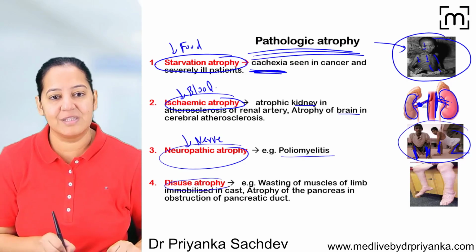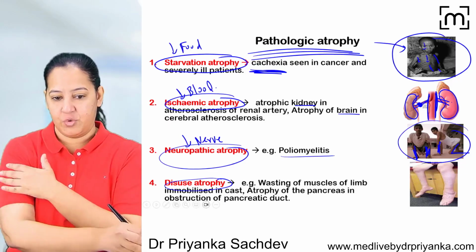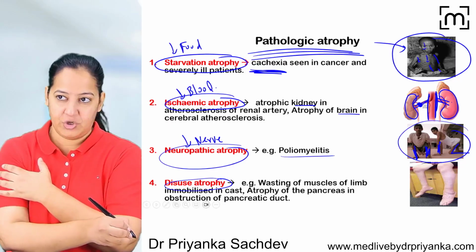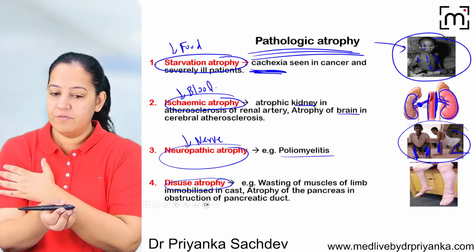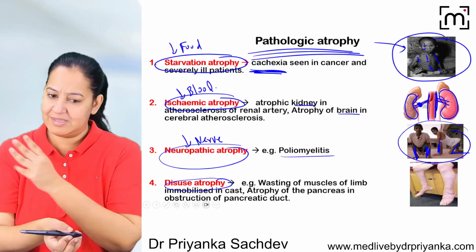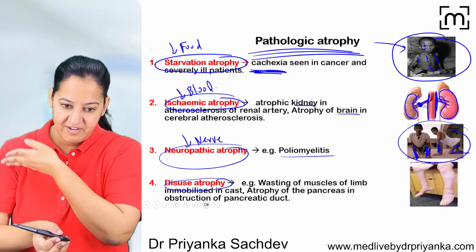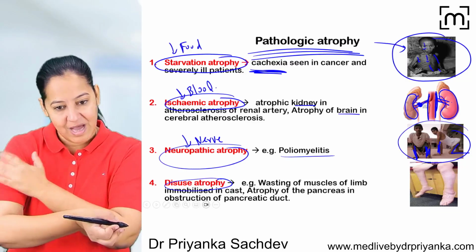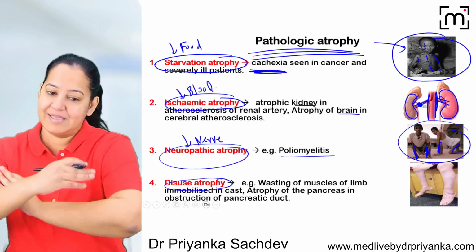The next is disuse atrophy. Imagine I have a fracture over here in the humerus. So you are an orthopedician. What will you do? You will put a cast over here and you will say, ma'am, don't use this limb for 2 months, 3 months. After 2 or 3 months, whenever I am removing the cast, I see this arm, this limb, is thinner as compared to the other.